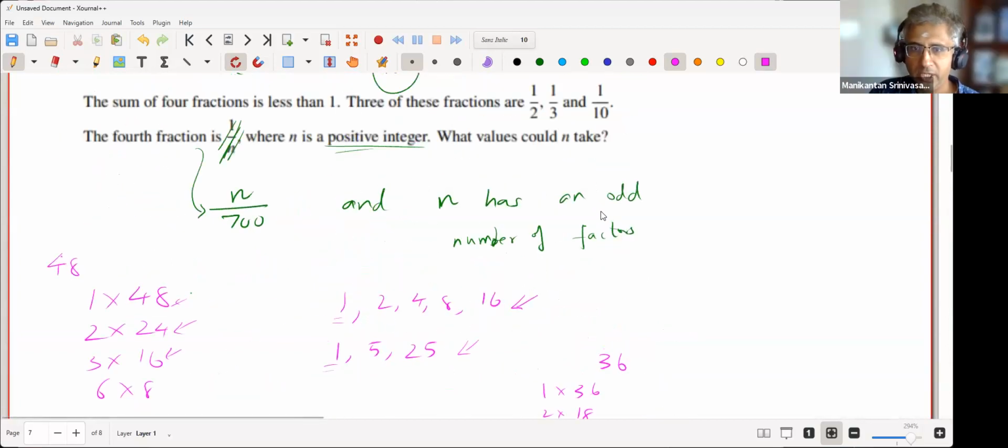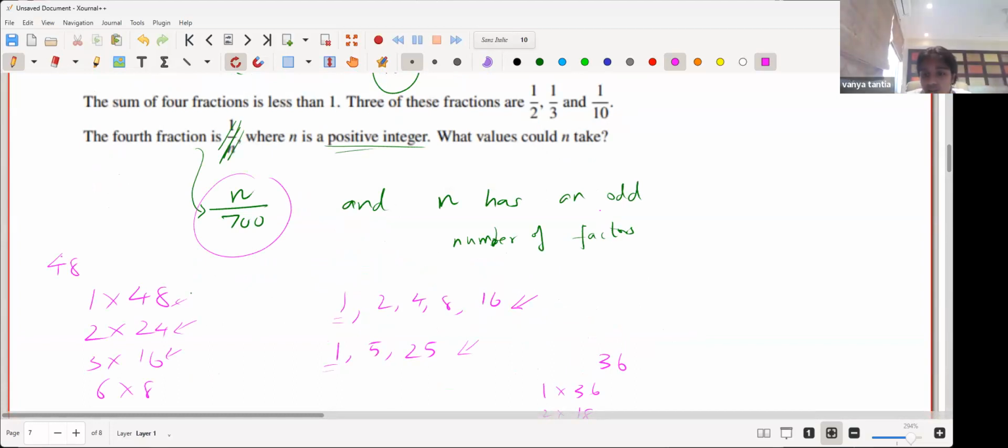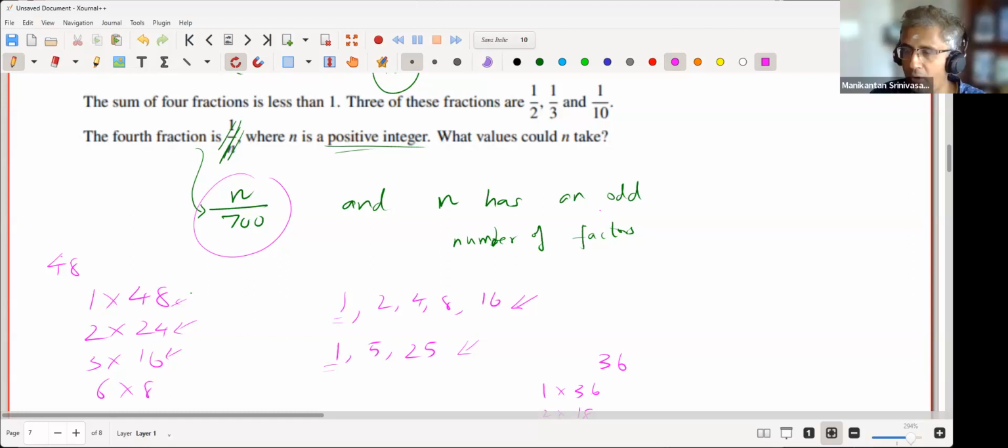So having done this now, what is the final answer to this question, Vanya? How many values could n take if it is n by 700? And what are the values for n? So your voice is breaking. I can't hear you. Oh, my voice is breaking?